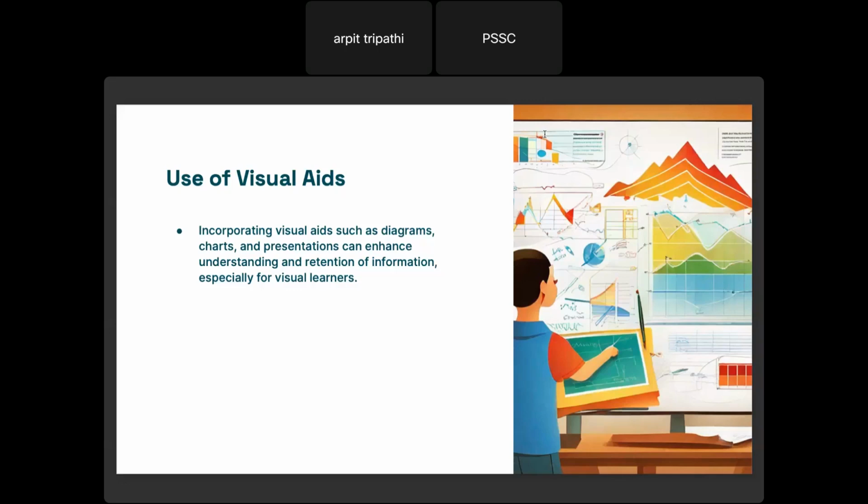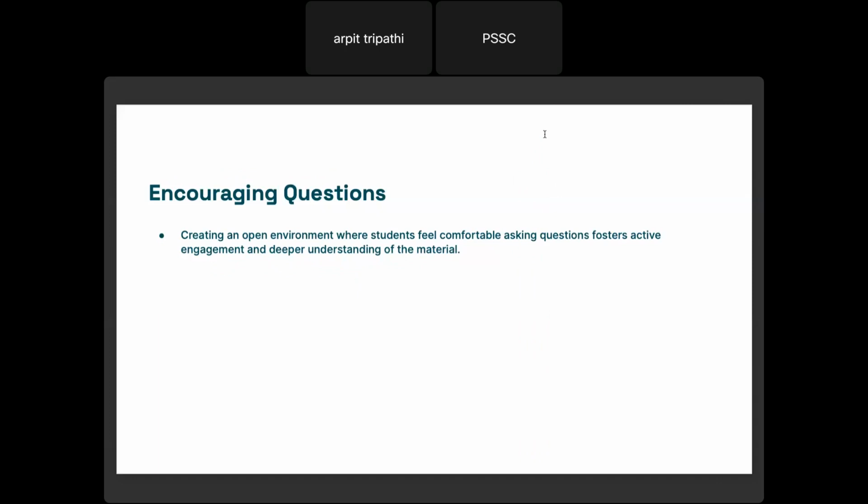Encouraging questions. So, what are the impacts of encouraging questions inside the classroom? If I have to really talk about the things in bullets, the first thing: if you encourage questions, creating an open environment where students can feel comfortable asking questions fosters active engagement and deeper understanding of the material which you provide. So, the very first thing is it promotes active engagement. It fosters critical thinking. It clarifies concepts. It builds confidence in children.